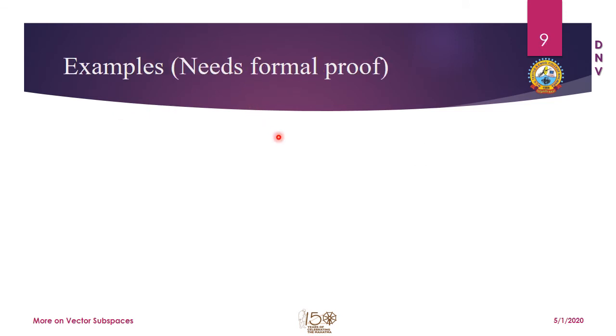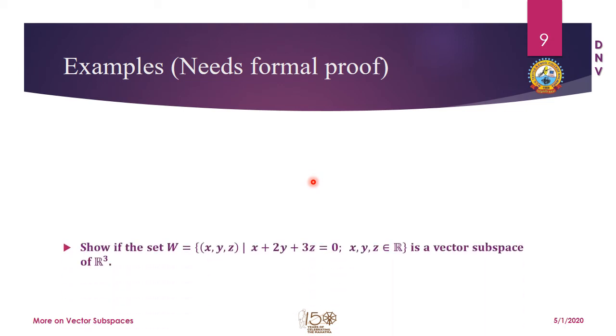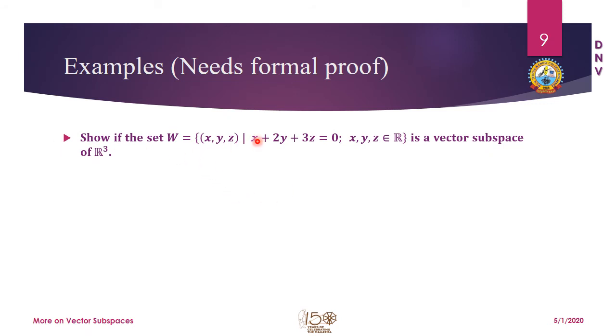Now there are some examples which need formal proof. In the earlier 10 examples, we applied our common sense and discussed them verbally. But in this case, we need to write something to give the proof of that set being a subspace or not being a subspace. So let us consider this example. This is an example of a collection of vectors with x, y, z components, with the condition that the three components x, y and z must satisfy this equation, where x, y, z are taken from the set of real numbers. This is a vector subspace of R cube.